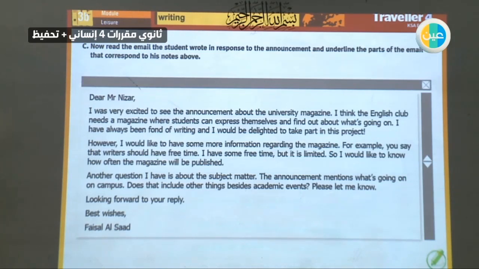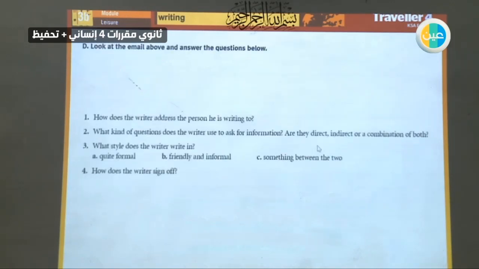Actually, here, using direct and indirect questions, we only use indirect questions in formal letters, and we use direct questions in informal letters. So here the writer used both direct and indirect. Also, as we mentioned before, he signed off with best wishes. In formal letters, for sign off, we use what? Yours truly or yours sincerely. We don't use best wishes in formal letters or emails.